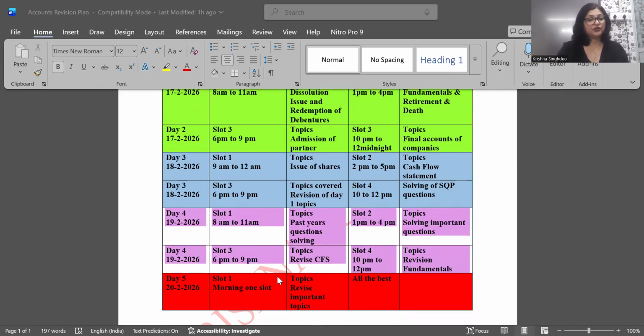So according to me, this should be your plan for preparation. If you do not have any other plan, you can follow this as a ready reference. And if you already have a plan, do stick to it.